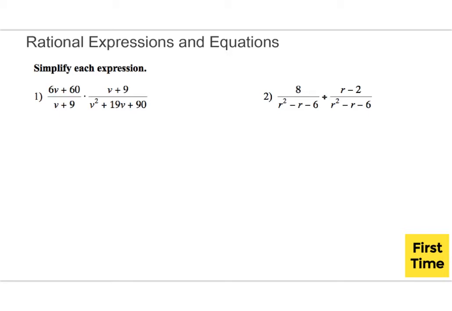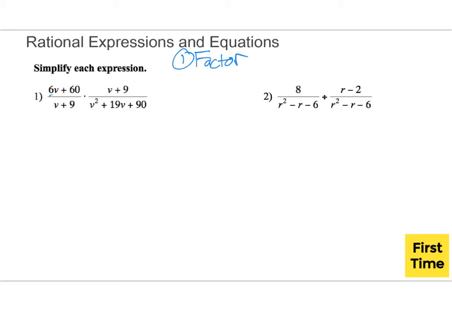For the first time, we're also going to have to do some rational expressions and equations stuff for this spiral. And in looking at this, we're going to do some factoring and some reducing in all cases of these. So the first step is always going to be to factor anything that we can.